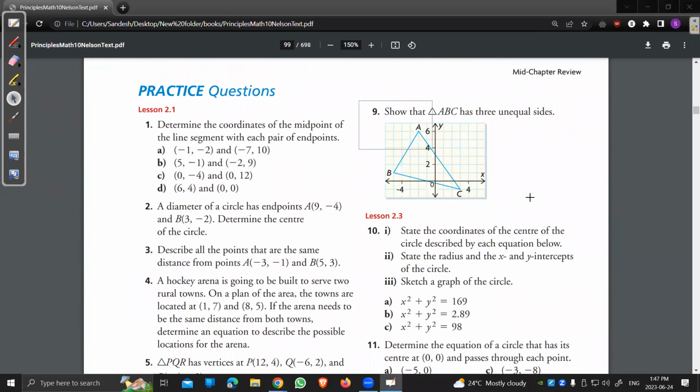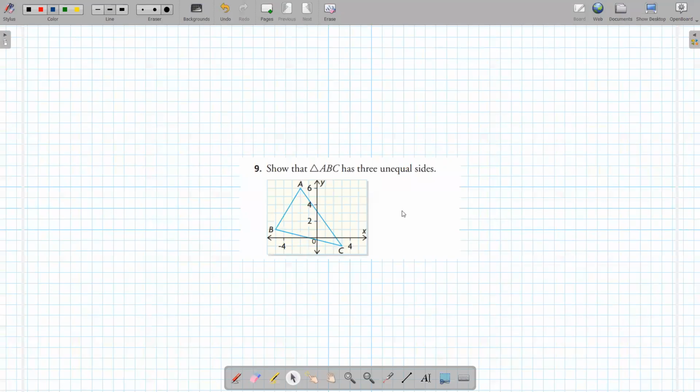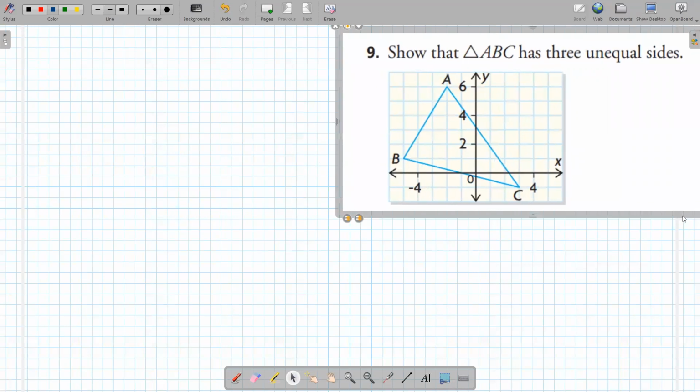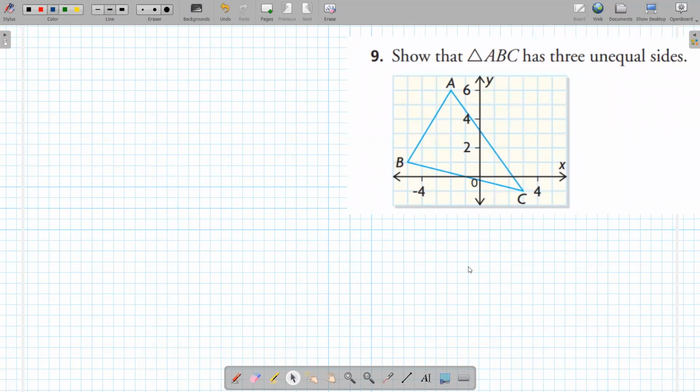Okay, let's try doing this. Show that ABC has 3 unequal sides. Any ideas whatsoever how to do this? They've given us a triangle. We know what the coordinates are. We need to show that this is not an equilateral triangle.